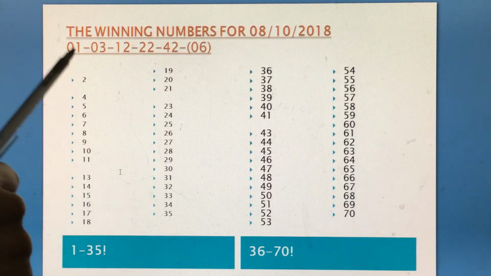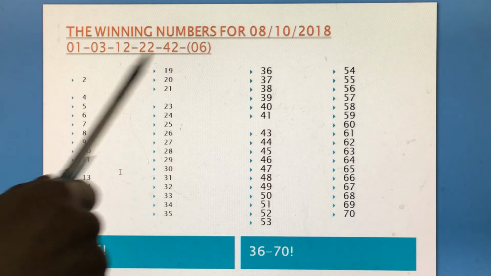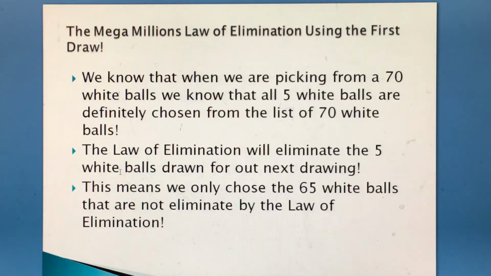So these 1, 3, 12, 22, and 42 are automatically eliminated from the matrix. So that means that these 5 combinations are crossed out from the game matrix, and we focus on the next draw. So the next draw, let's look at the next draw.